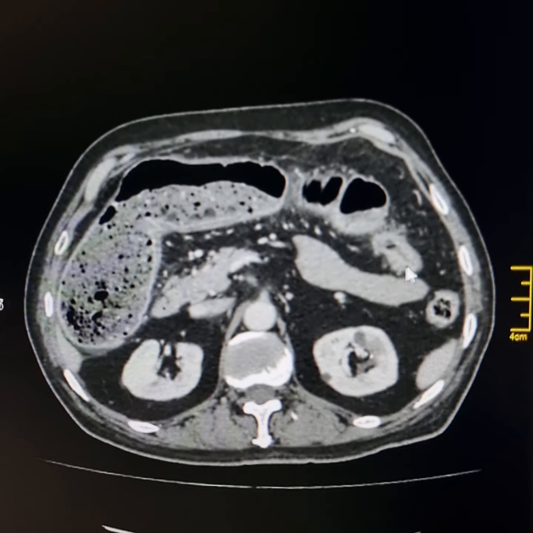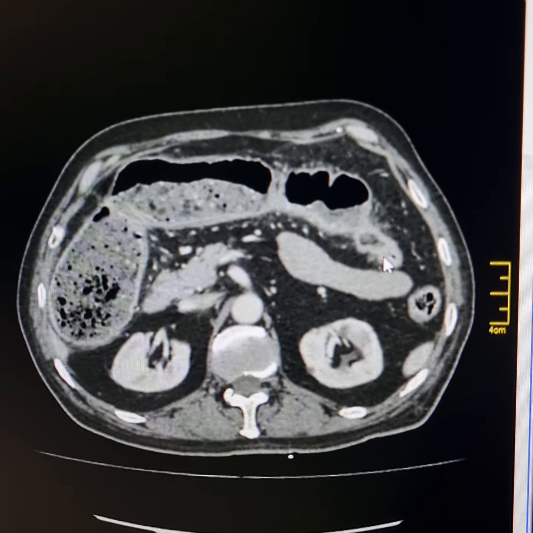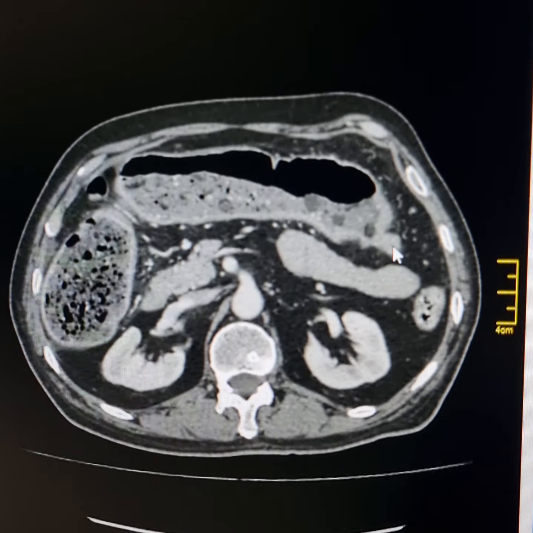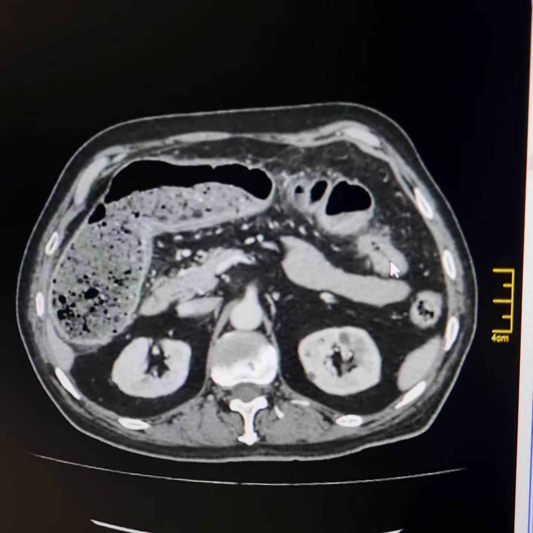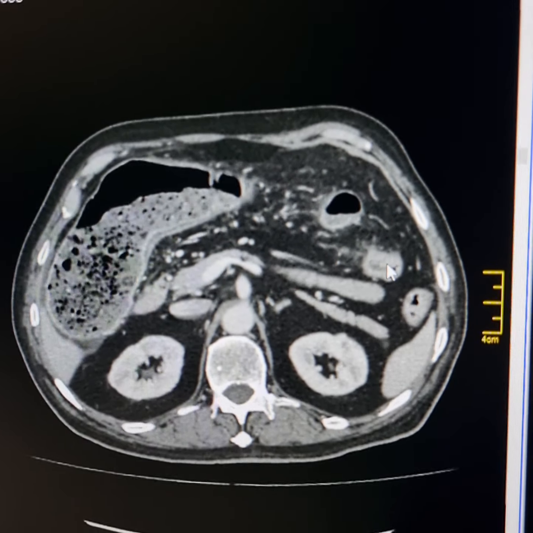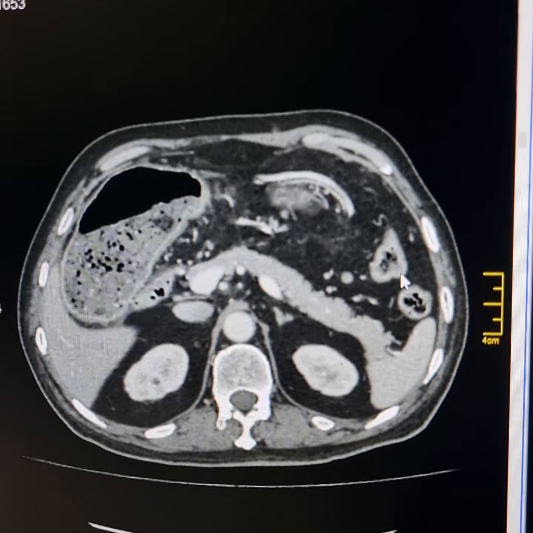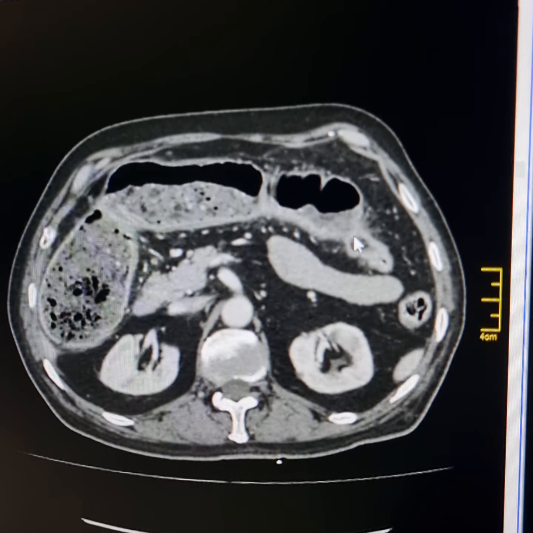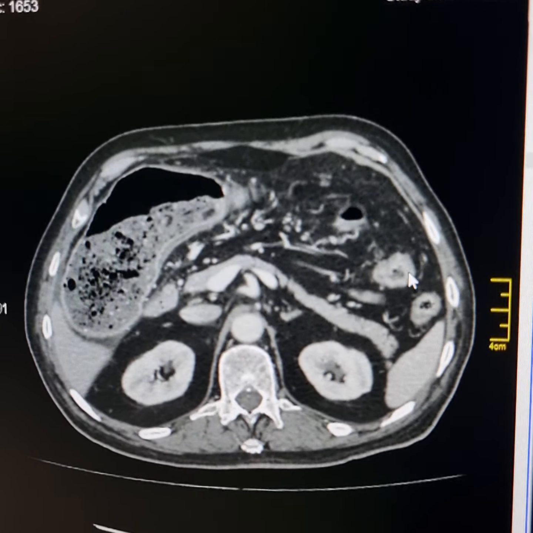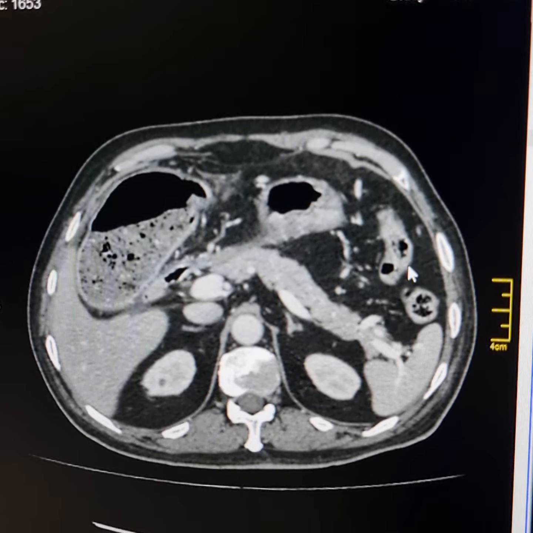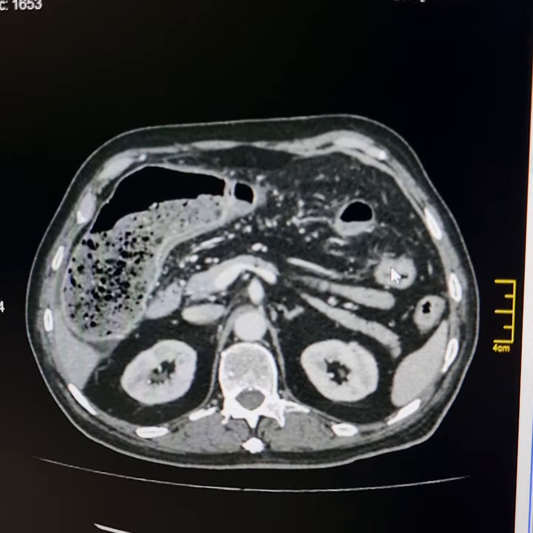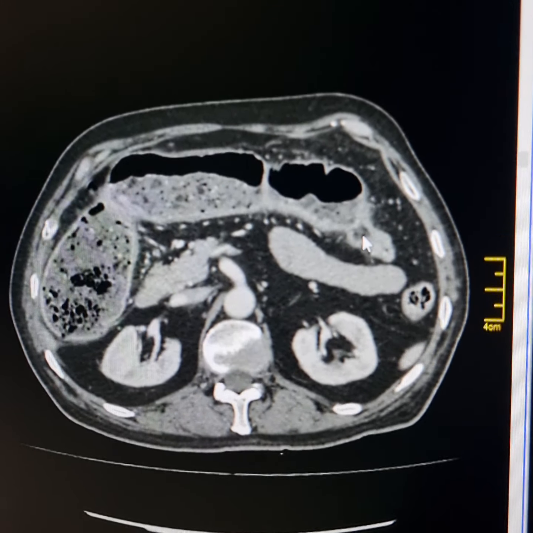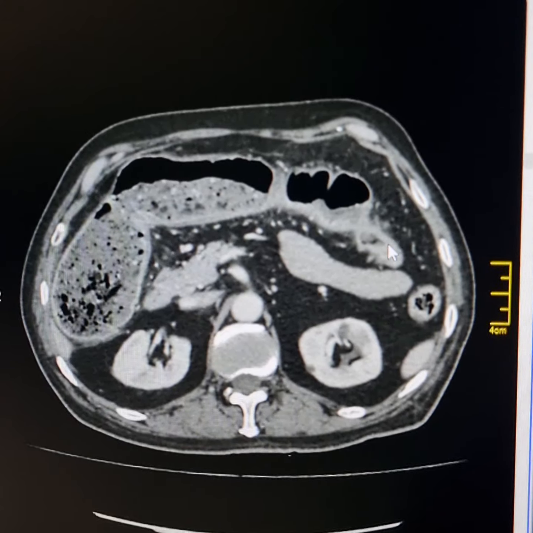Now please observe that there is circumferential thickening of the left lateral part of transverse colon. The wall is circumferentially thickened, although it's not a very gross thickening, but there is abrupt transition to the normal proximally as well as distally. This is the distal part, normal looking. This is the circumferential thickening of the wall of left lateral part of transverse colon.